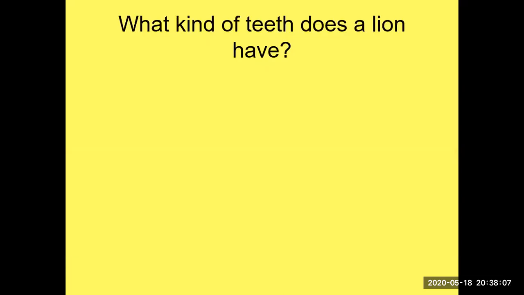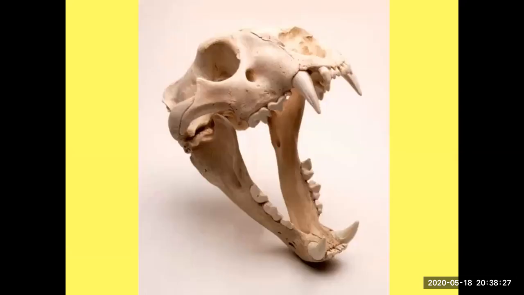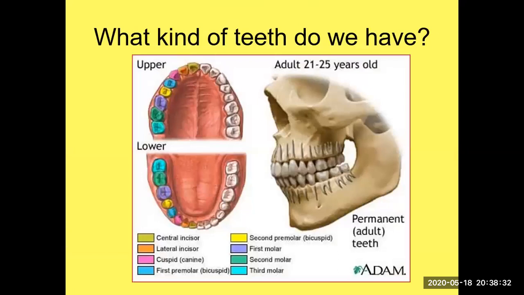What kind of teeth does a lion have? Carnivores, meat eaters. They have sharp canines to kill other animals and tear the flesh. So they have the incisors, they have the canine, they have the molars and the premolars, just like the humans. What kind of teeth do we have? In adults between the age of 21 to 25 years old would have permanent teeth, permanent adult teeth.